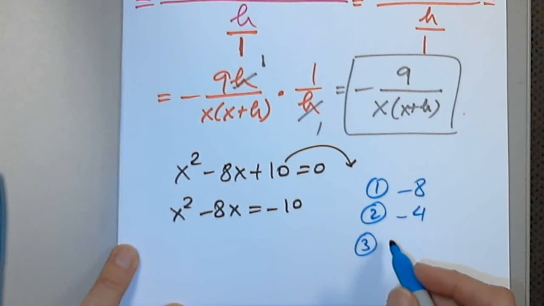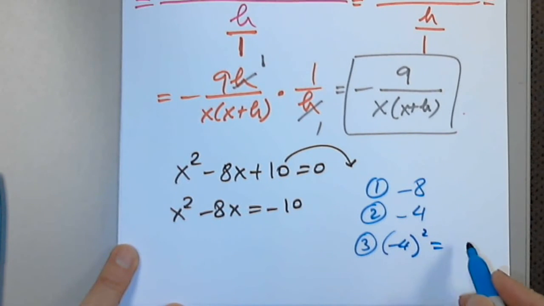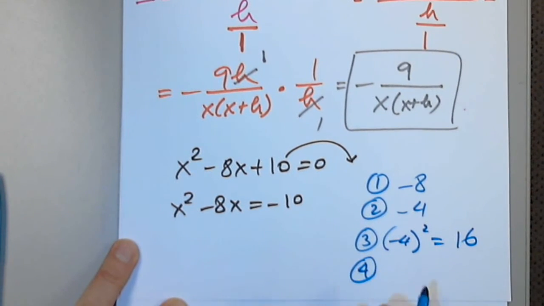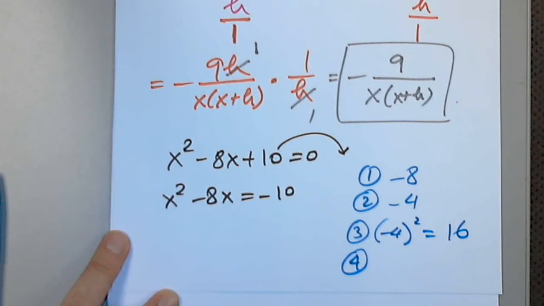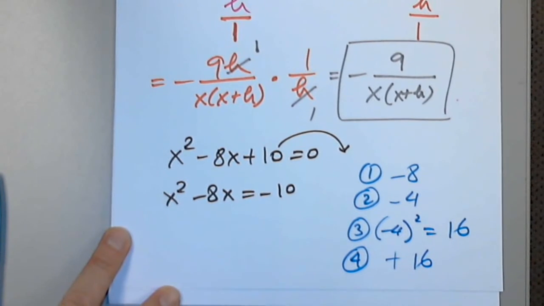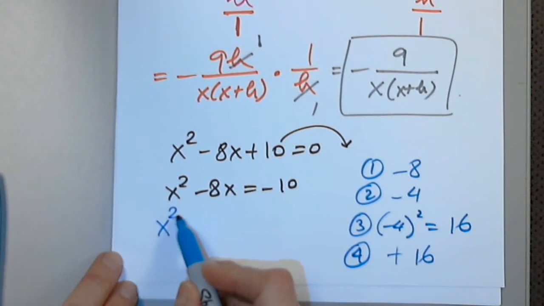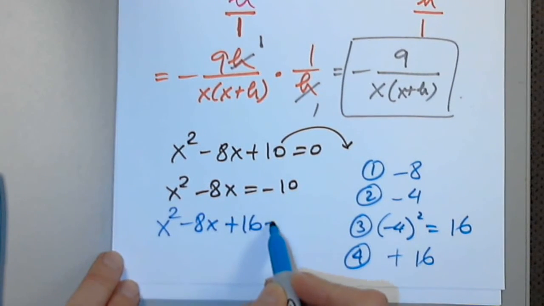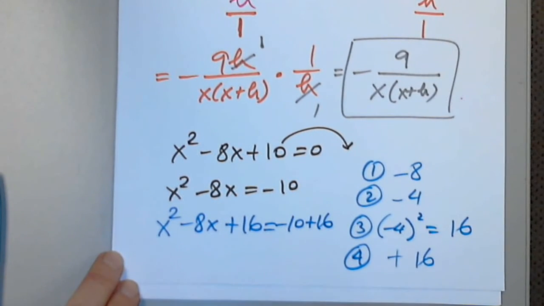That's 16. Yes, I have to square negative 4 and I get 16. And in step number 4, you add it. That's it. I add 16 to both sides. So x squared minus 8x plus 16 and negative 10 plus 16. If you do not add it to both sides, you are changing the problem and you're not solving the correct one.